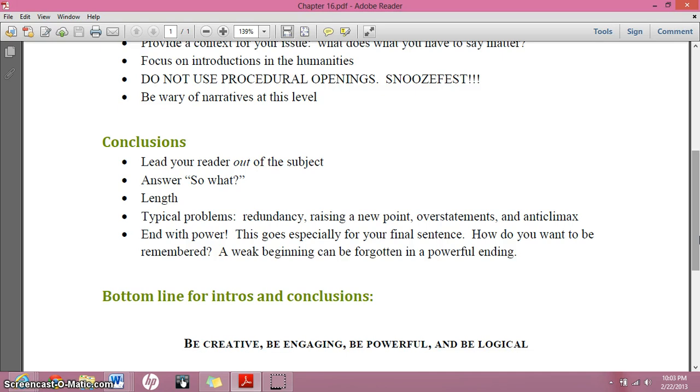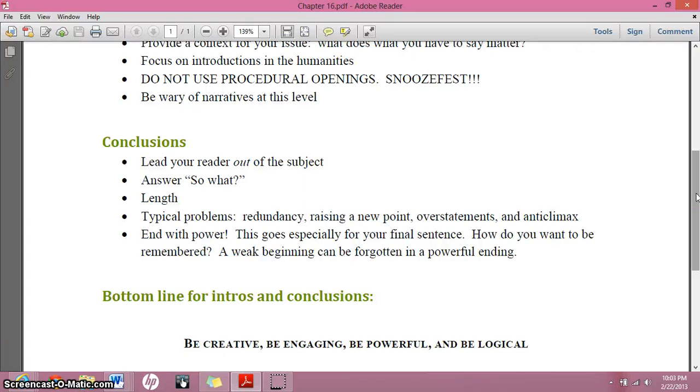So the bottom line for introductions and conclusions, be creative in an academic way, be engaging. You want your reader to want to read your stuff, even if your only reader is me. And you want to be powerful, especially in the conclusion, but you want to be powerful everywhere in your paper. And then be logical, be intelligent, have that logos aspect of your writing, and it will all fit together.